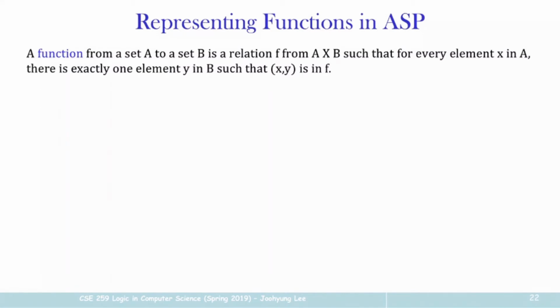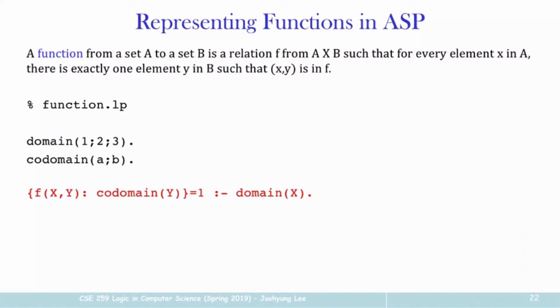Let's recall the definition of a function. A function is defined between two sets, A and B, such that for every element x in A, there is exactly one element y in B such that the pair x, y belongs to the function. So how do we write the function in Clingo? We have to define the domain and the codomain. This is easy, referring to the example in the previous slide. The domain has 3 elements, 1, 2, 3. The codomain has 2 elements, a and b. Anyone can write this, right?